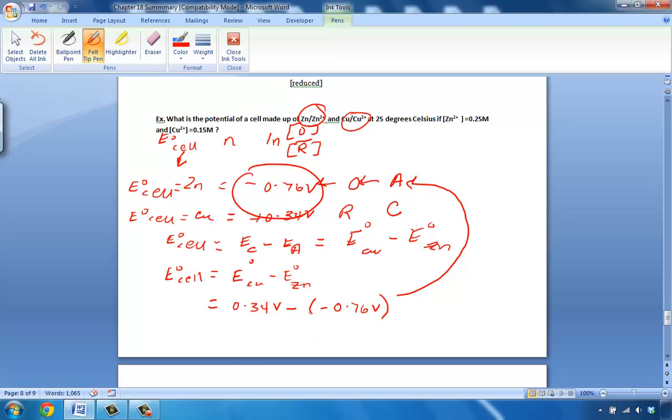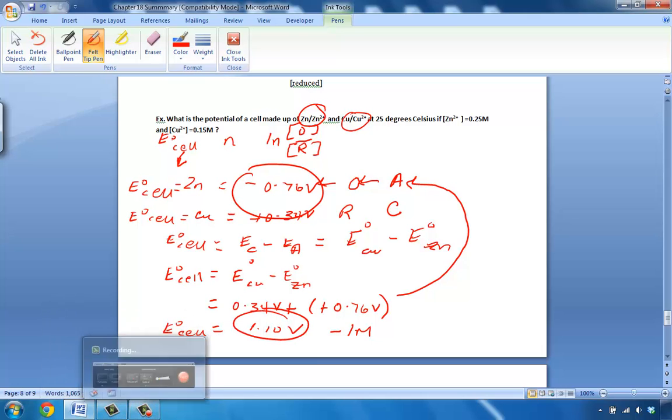How will that sign be flipped? A minus minus makes it the plus. And now 0.34 volts plus 0.76 volts gives us 1.10 volts. So if this was a regular problem composed of an anode containing zinc and a cathode containing copper, at 1 molar concentrations, this would be our E naught of the cell. But we are not operating under E naught values. We're not operating under 1 molar. You can clearly see we've got varying concentrations.